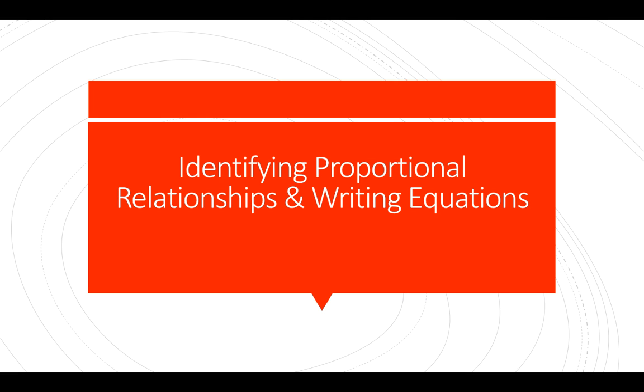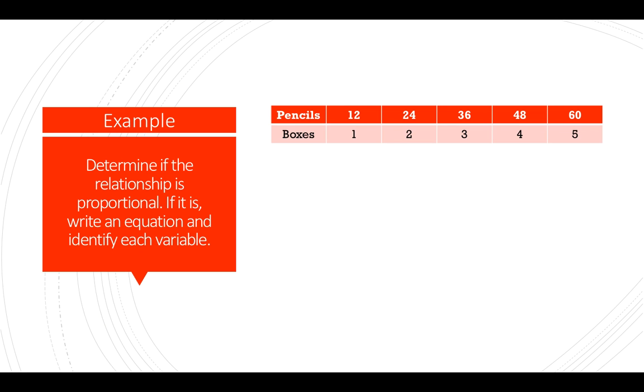Today we're going to look at another example about identifying proportional relationships and how to write equations for those proportional relationships. So let's take a look at this example. The directions here say determine if the relationship is proportional. If it is, write an equation and identify each variable.